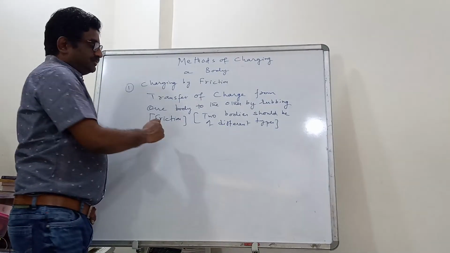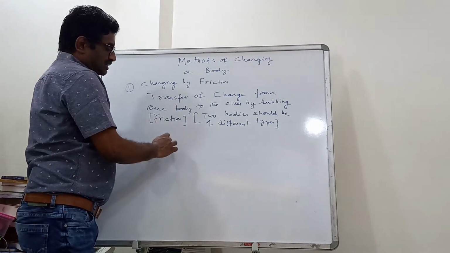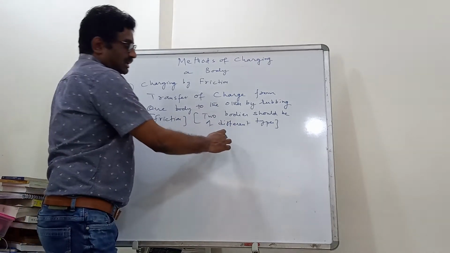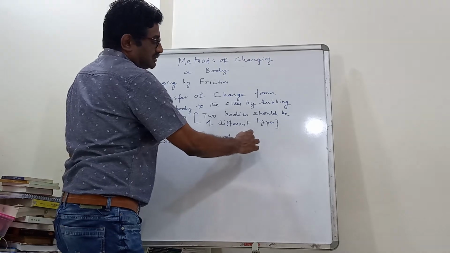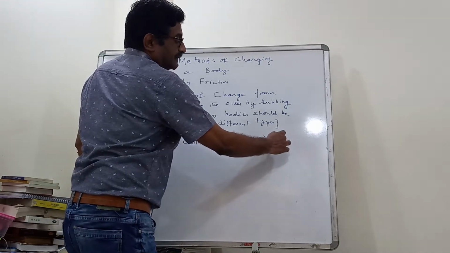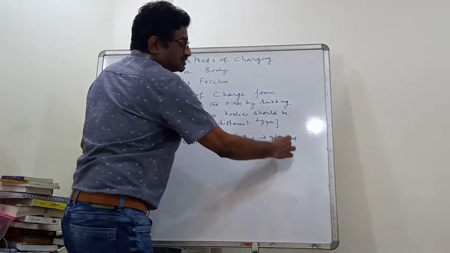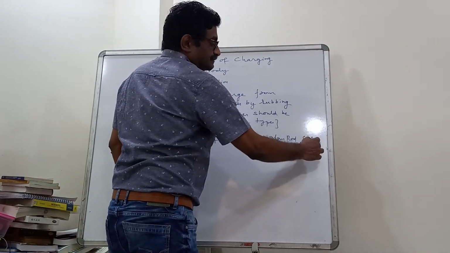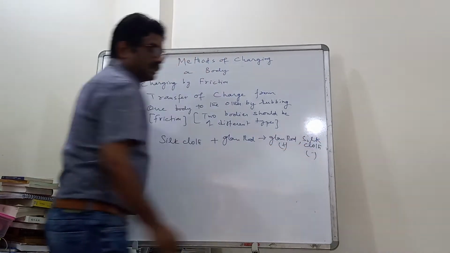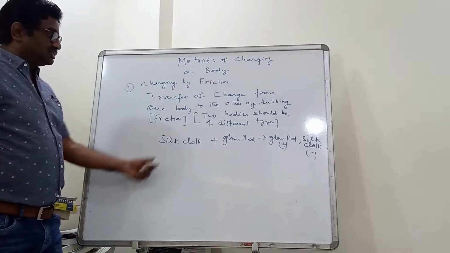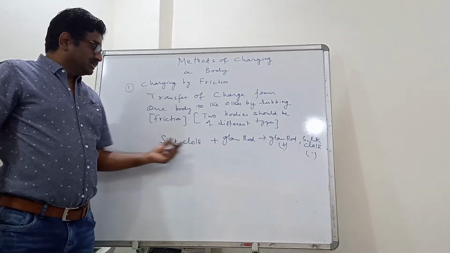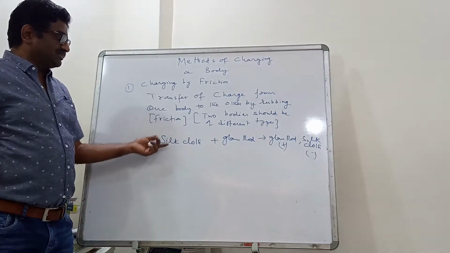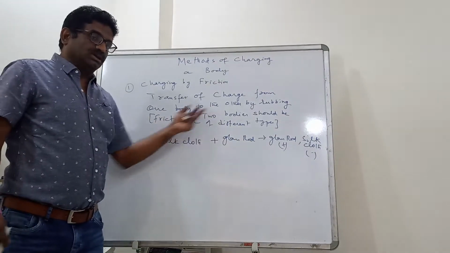For example, if you rub a silk cloth with a glass rod, the glass rod acquires a positive charge and the silk cloth acquires a negative charge. So you can see that there are two dissimilar objects: one is a silk cloth and the other is a glass rod. There is a transfer of electrons from the glass rod to the silk cloth.